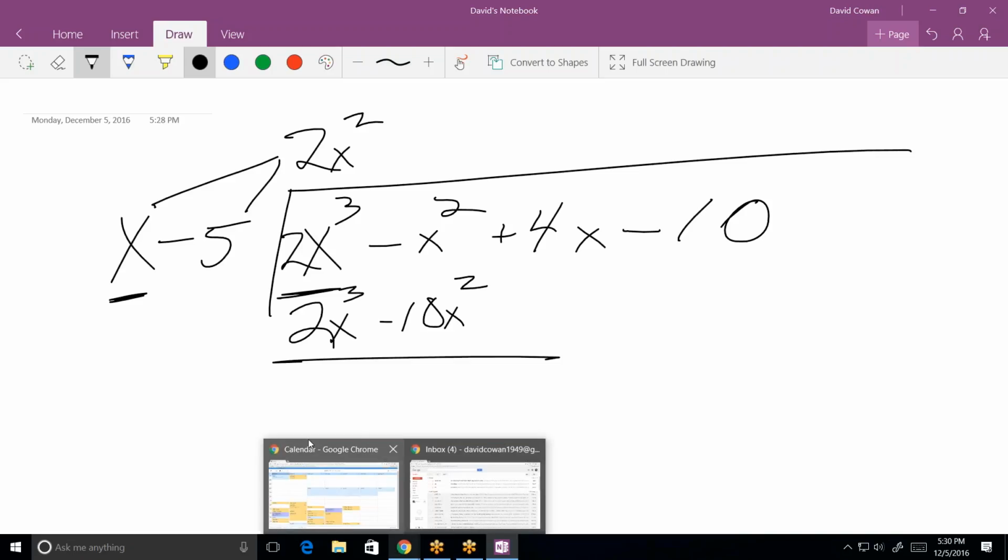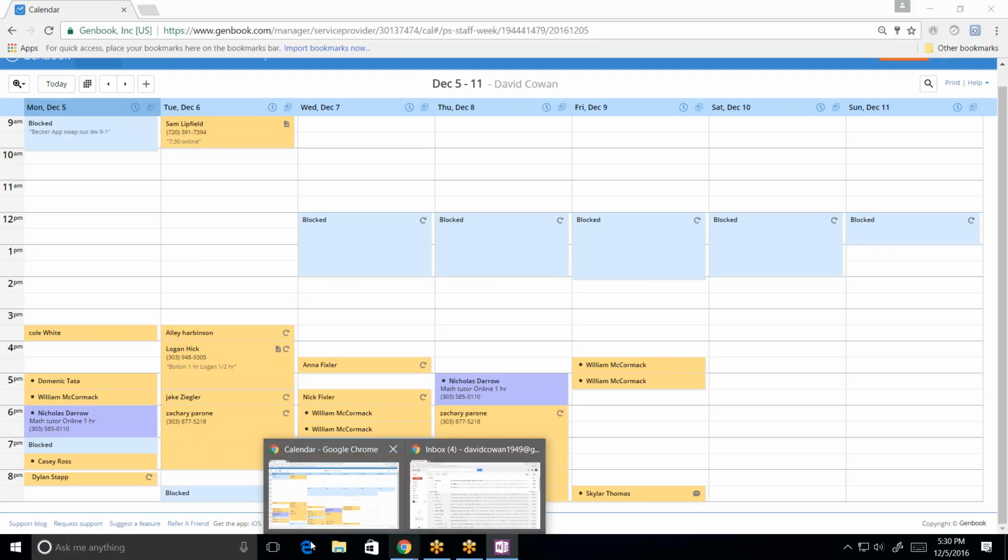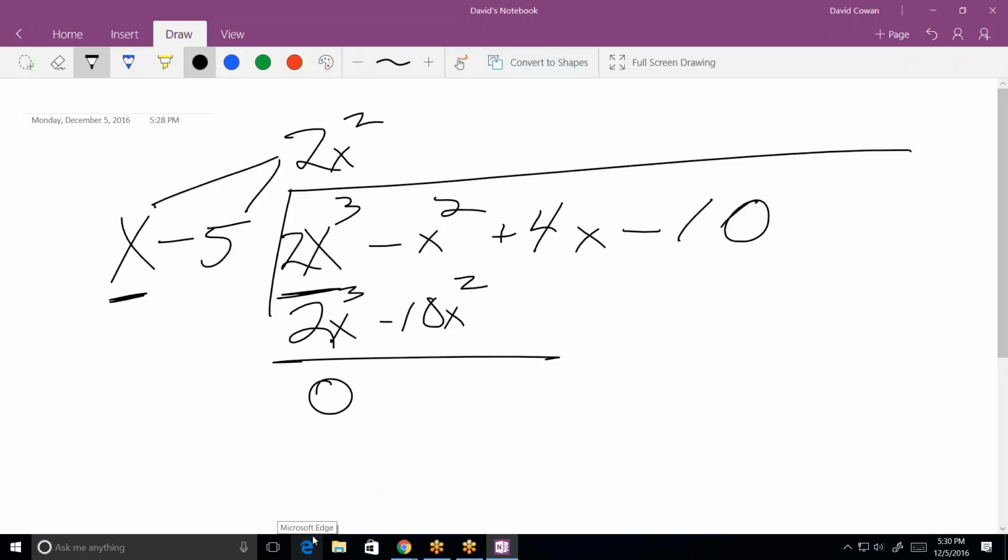Now you subtract, and this is always going to be 0, the first term, by definition. And then what's minus x squared minus a minus 10x squared? Let me think. Positive 9x squared. 9x squared, correct. Now bring down the next term always. So plus 4x. Yeah. And then repeat. In other words, everything you did to start, do again.